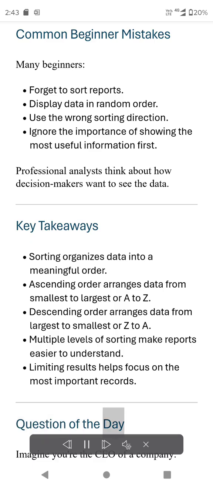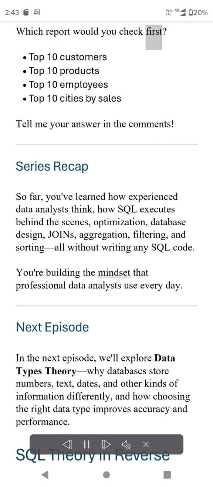Question of the day. Imagine you are the CEO of a company. Which report would you check first? Top 10 customers, top 10 products, top 10 employees, or top 10 cities by sales? Tell me your answer in the comments.